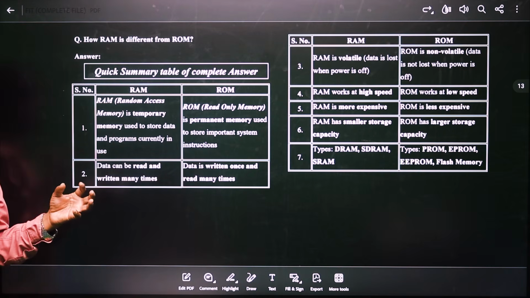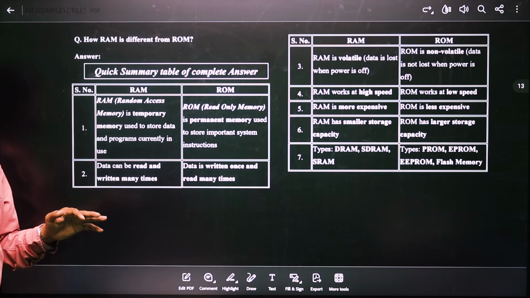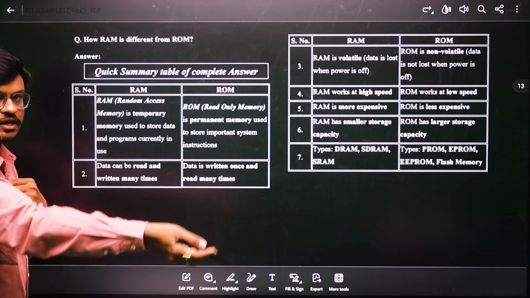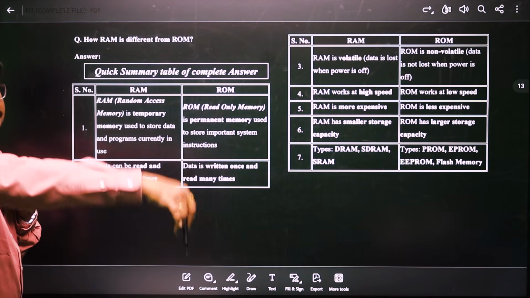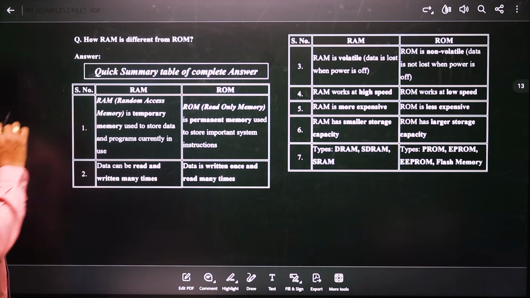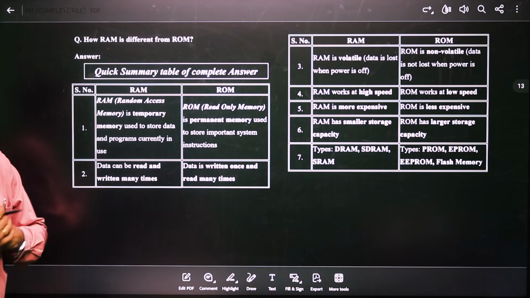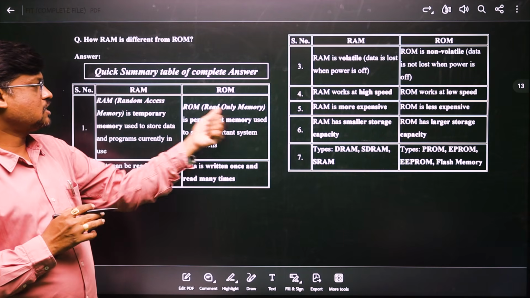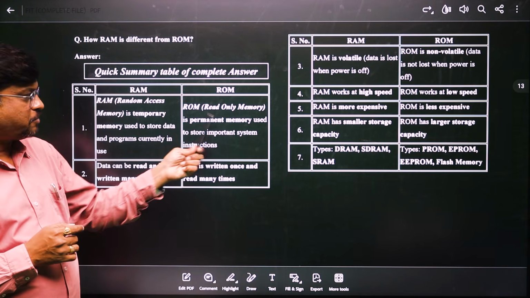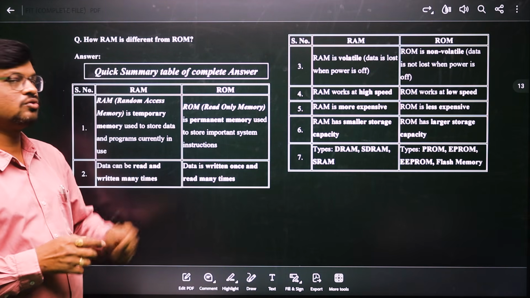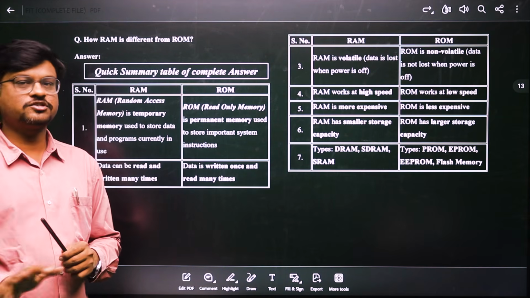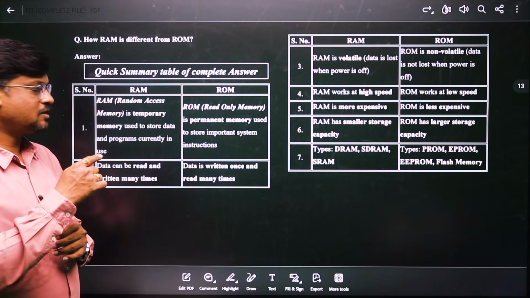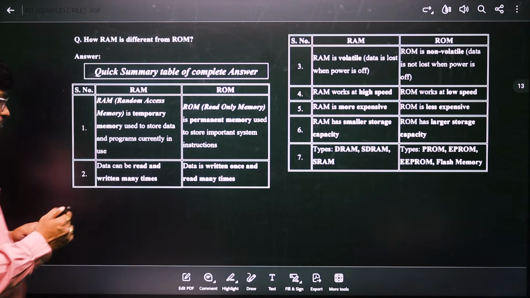When the programs are terminated, when the application is closed, data goes back from primary to secondary. In the secondary, we store our actual final results. RAM is temporary. RAM stands for random access memory. ROM stands for read-only memory. It is a permanent memory which is used to store important system instructions.